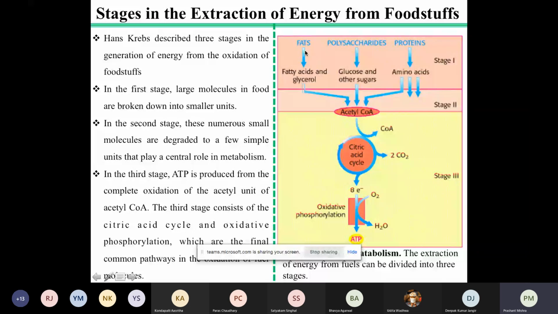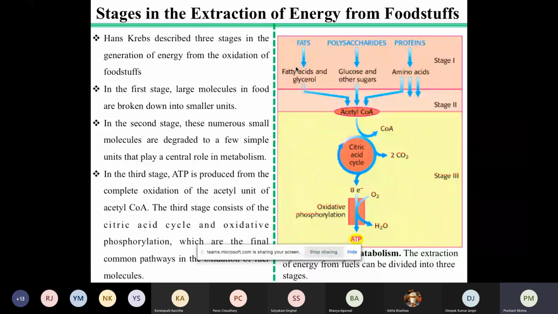The first stage is the one on the top, stage one. Here, the macromolecules like fat, polysaccharides, and proteins are degraded into smaller components. So this is the first stage of metabolism, and this is a common thing. So when I say fat metabolism, what happens? Which fats are we metabolizing?